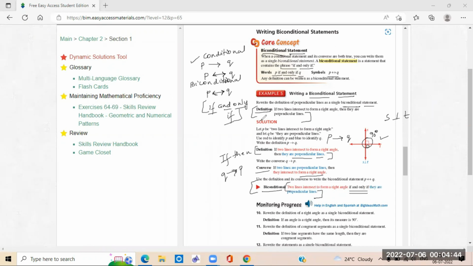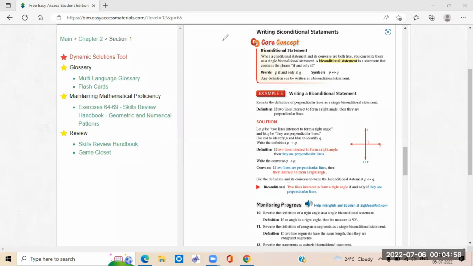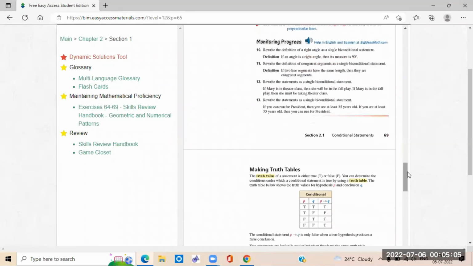You can see there is the use of the phrase if and only if when we write a biconditional statement. So this is what a biconditional statement is. Any type of definition can be written as a biconditional statement by using the phrase if and only if. So also we can go for a few examples here, to see how to write a particular definition or statement in the biconditional form.